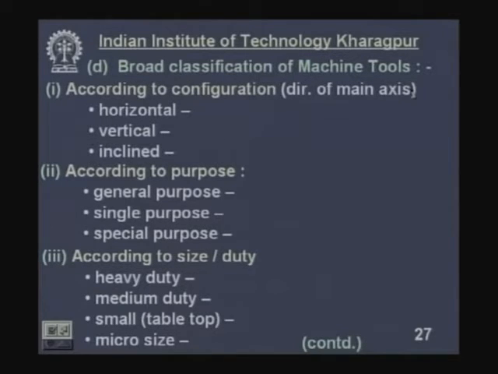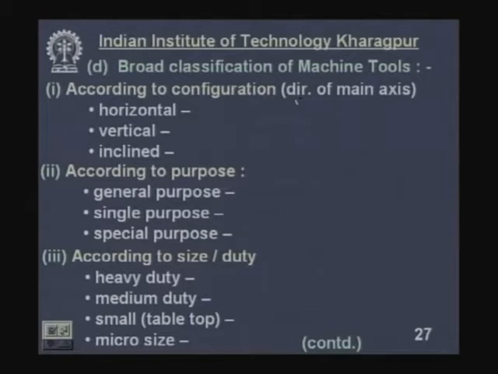Now, with respect to what does the classification have to be made? According to configuration. So, when you say classify the students, classify according to what? According to height or weight or qualification or other caliber, like that. Similarly, when you talk about classification of machine tools, that is according to what?